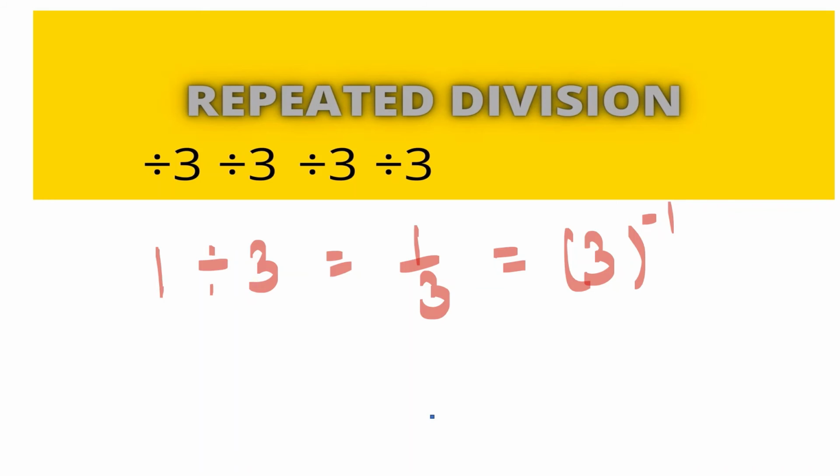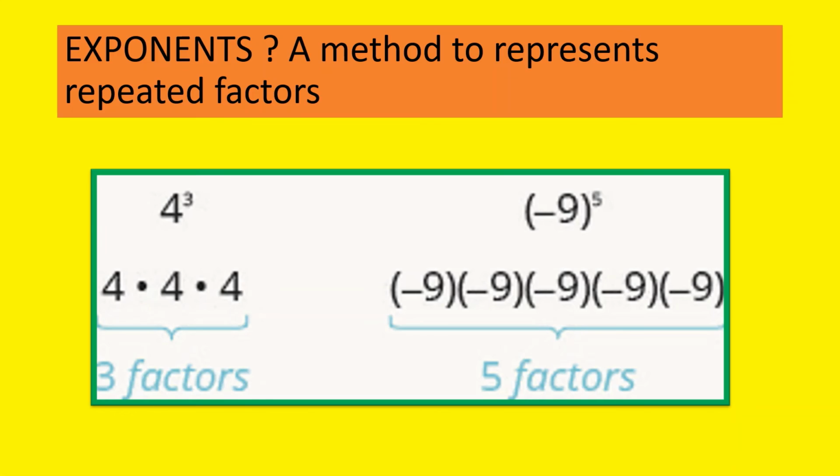So let's explore some more such examples. If I am writing 10 raised to the power minus 2, this means you are dividing by 10 2 times, okay? And you can also express it in the form of a fraction, 1 upon 100, easy. This new way of expressing this shortcut that I have shown you is known as exponents and powers.